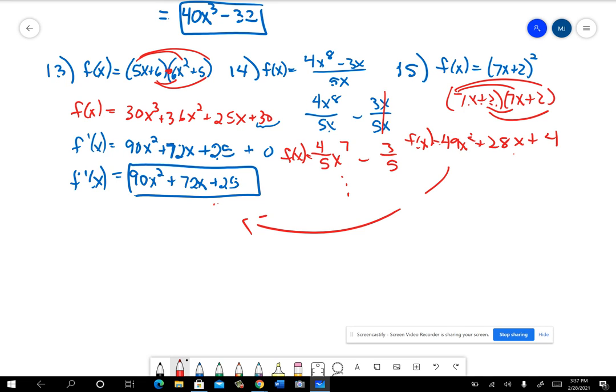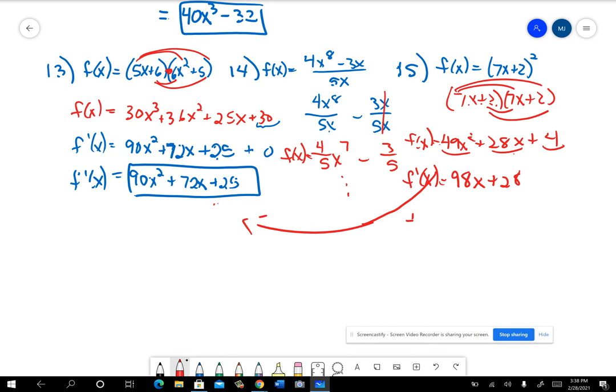Okay, I think I'll do 15 just to kind of give you a preview because we're going to do the chain rule in a later video. So for 15, after you did that multiplying, you would use this same idea. So you do 2 times 49, so that'd be 98x, plus 28, and then the derivative of the last piece would be 0. So that would be f prime of x, okay?